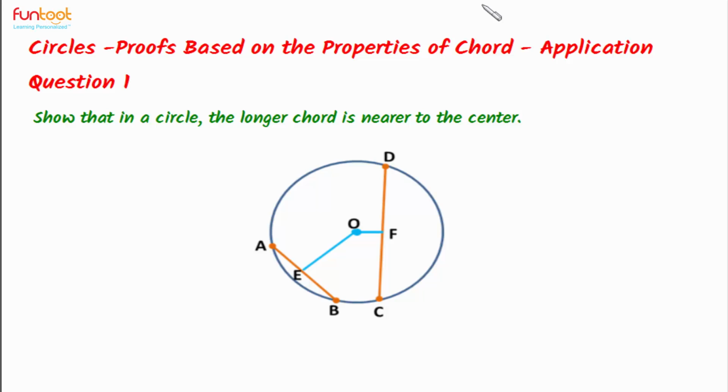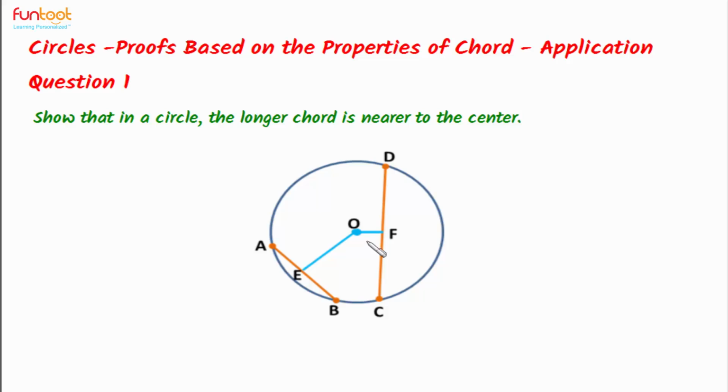Let's do a problem. In this problem, we have to show that in a circle, longer chord is nearer to the center. What this means is that in this circle with center O, we have two chords AB and CD, and it is given that CD is longer than AB.